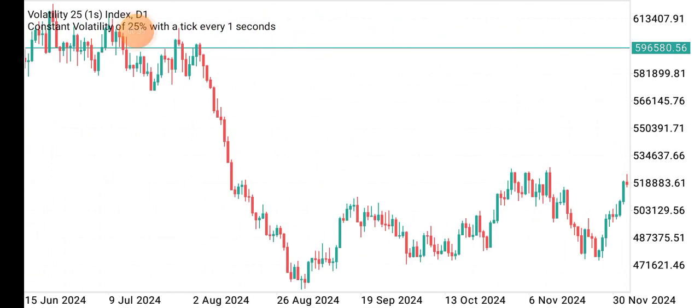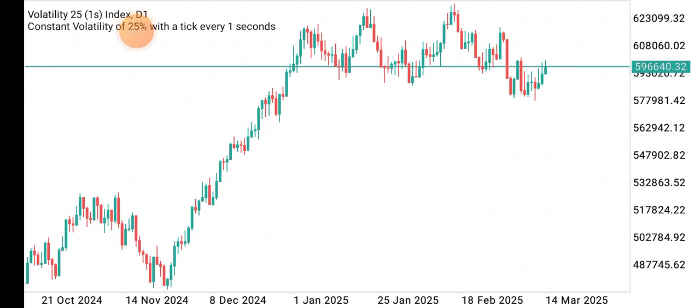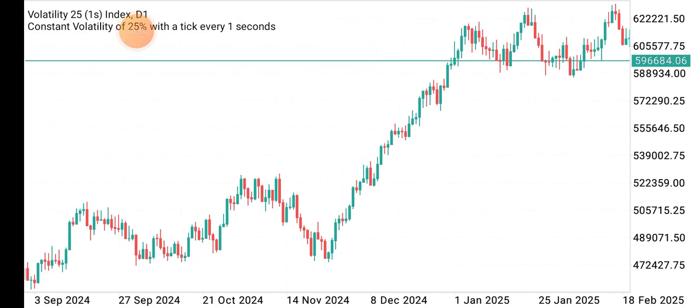All right, so the first thing is this strategy. We are looking at V25 1s index. This is a daily time frame, and then also you can find this same strategy. It also works on the weekly time frame. You can also find it even in the 15 minutes time frame. All right, but I just want to start from the daily time frame to show you that it works.